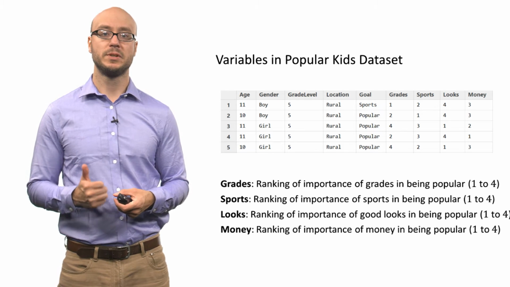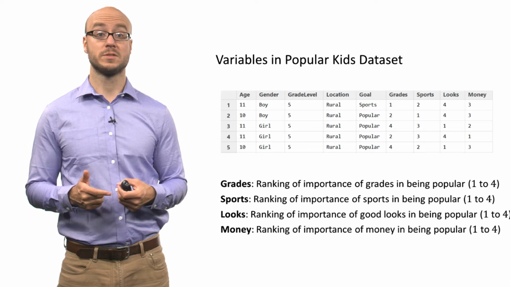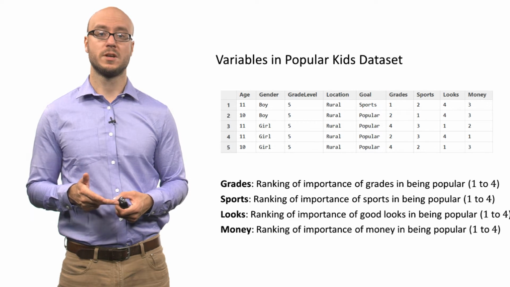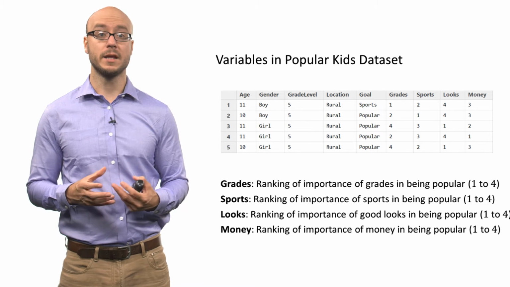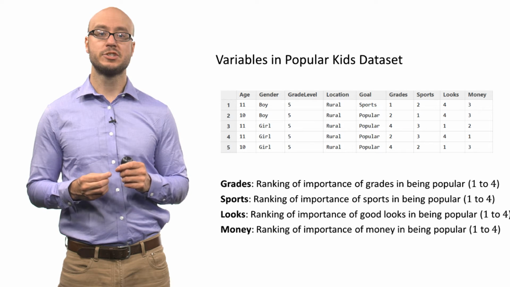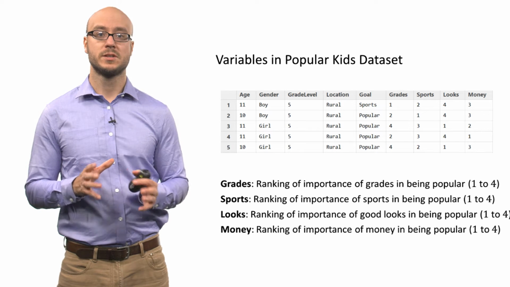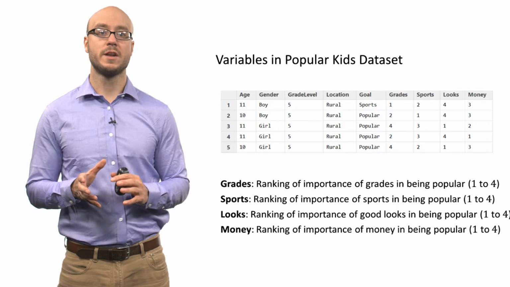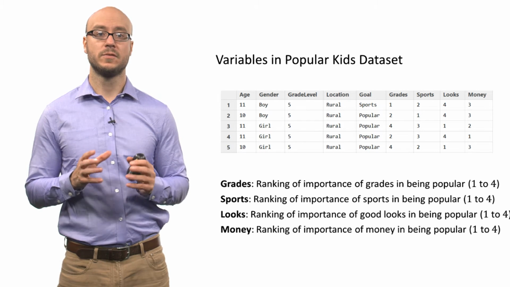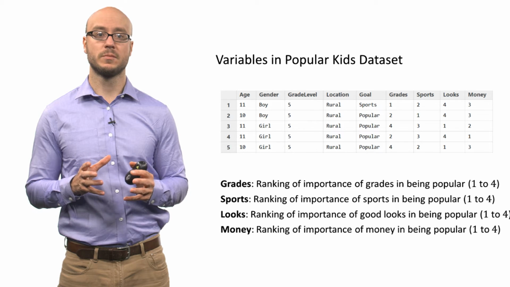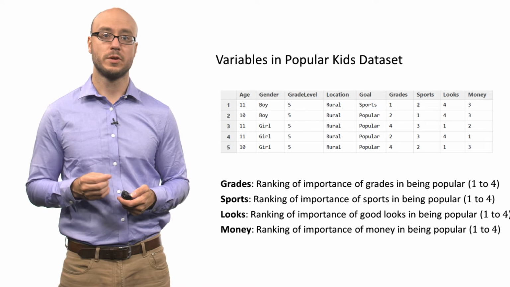So grades is simply a ranking of importance of grades and being popular. Sports is the ranking of the importance of sports. Looks is the importance of good looks or being pretty. And money is the ranking of importance of having money for being popular. And so each student, each row of this data set, you can see each student ranks one of these variables as 1, another variable is 2, and another variable is 3, and another variable is 4. So each value for each of these variables is 1, 2, 3, or 4. So it's a numerical discrete variable, each one of those.